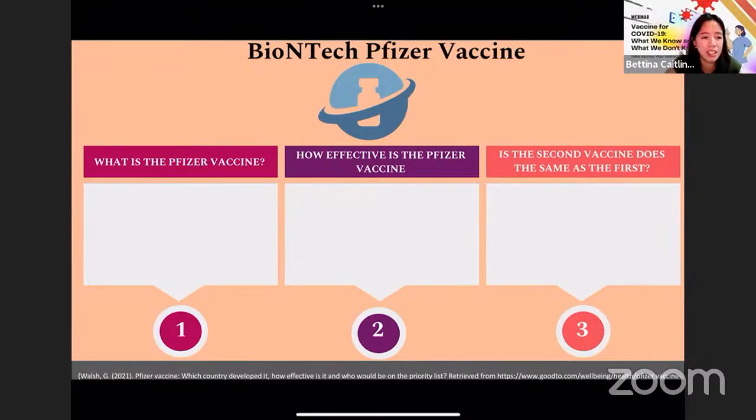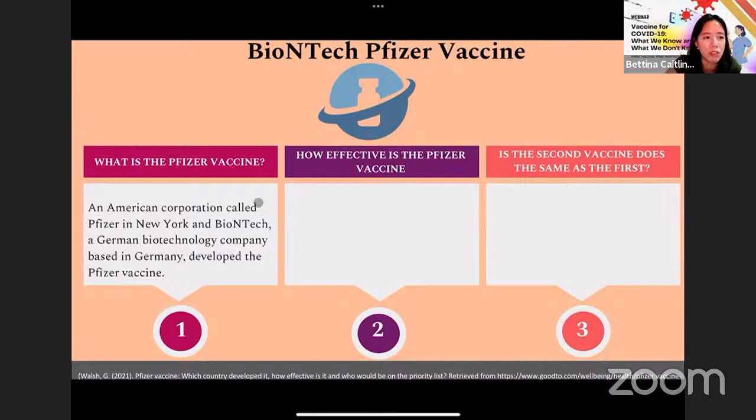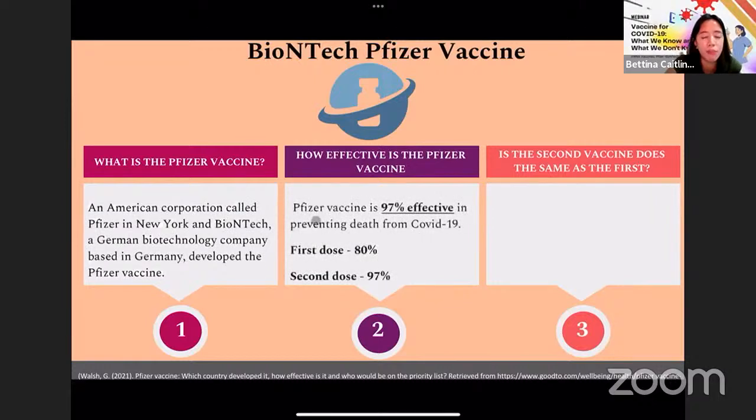How effective is this vaccine? The Pfizer vaccine has a really high percent of effectiveness, which was 97% in preventing death from COVID-19. The first dose protection sits at 80%, and it rises to 97% following the second vaccination.